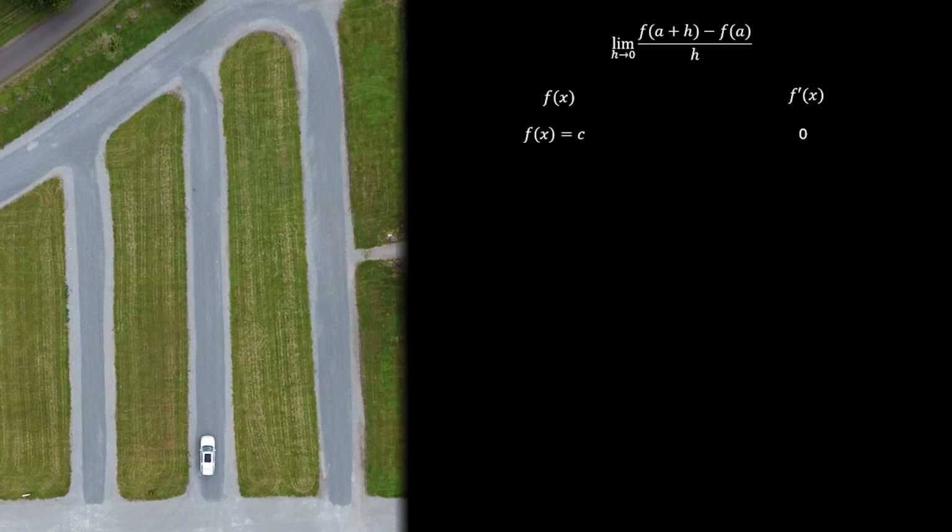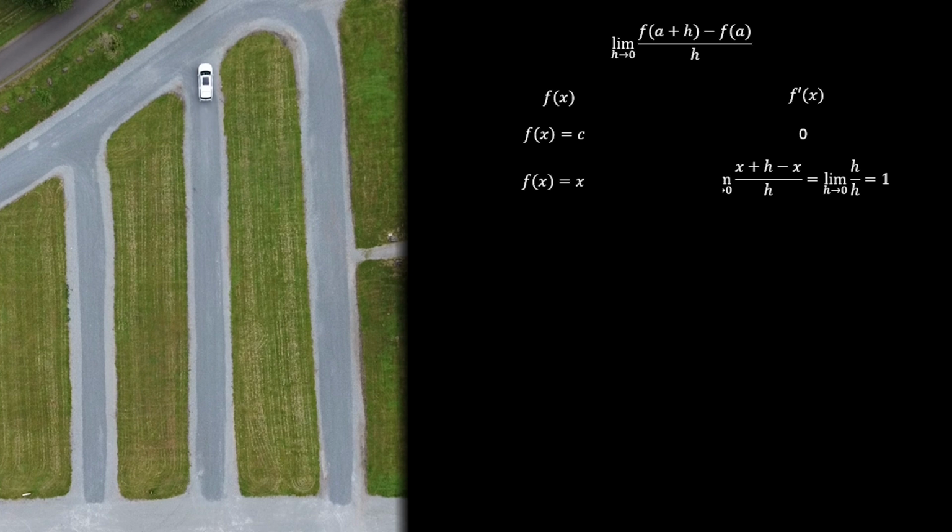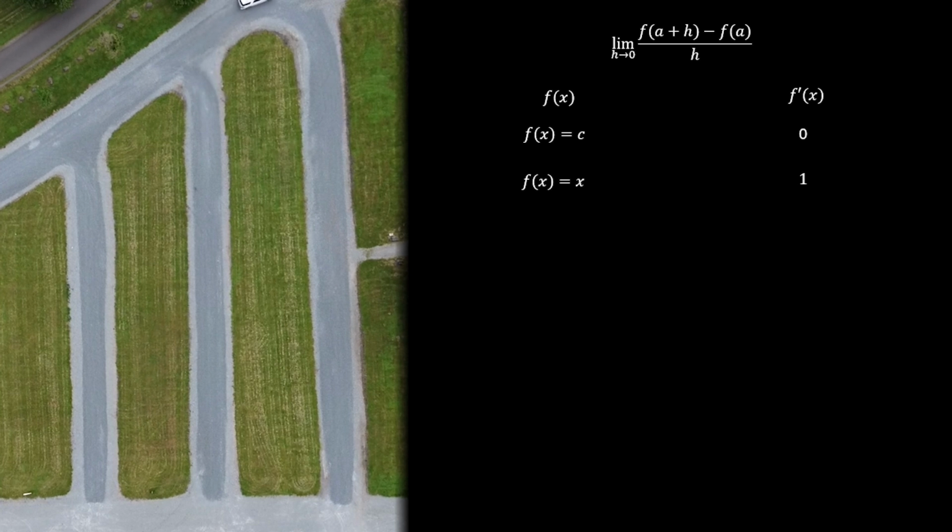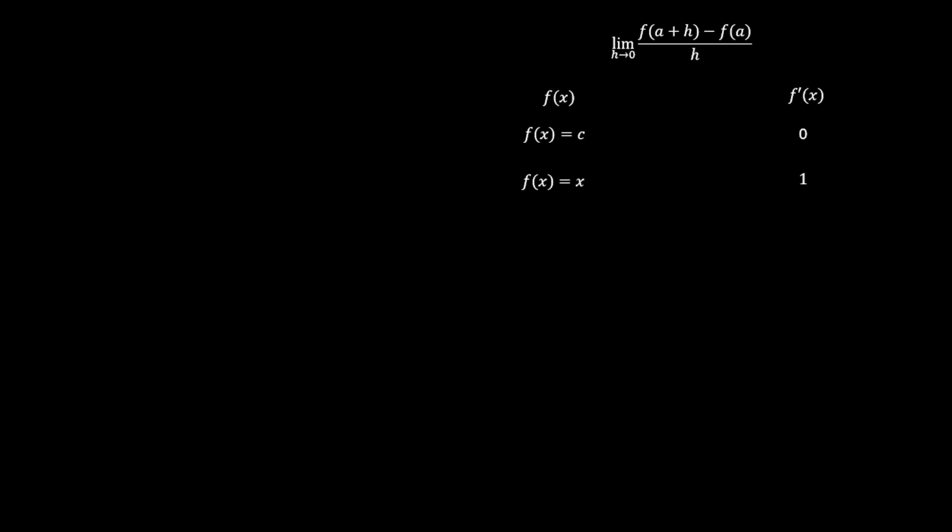Now, we'll have a car moving at a constant speed, defined by f of x equals x. In this case, once we plug in our x for a, we can see that the x's will cancel out, so we will be left with h over h, or 1. So the derivative of x is just 1, which is our car's velocity here, and it will be the same all the way through. Now, we can go back to an earlier question we posed to ourselves.